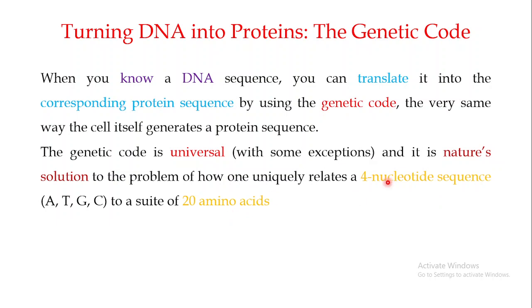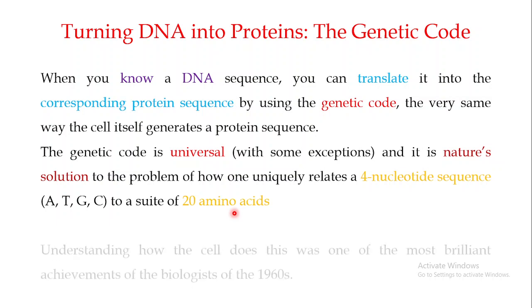So there are only 4 nucleotides in the DNA, like adenine, thymine, guanine and cytosine. 3 of them, like this is 1, 2 and 3, 3 of the nucleotides are going to combine with each other to make a codon, and one codon is coding for a single amino acid. So how the 4 nucleotide sequence is then coded into a suite of 20 amino acids, for that the cell is using the information that is there in the genetic code table.